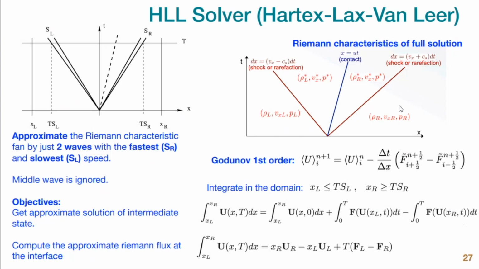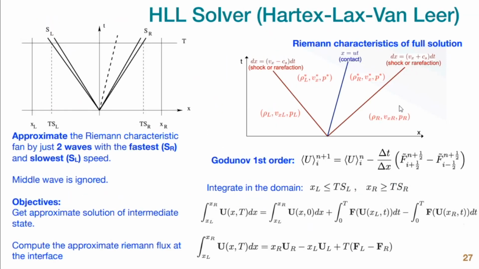But this integral you can break up into small steps. So first, where is the foot point of this fan here? That is at t·SL. SL is the speed at the left state and SR is the speed at the right state, the right characteristic. So you go from xL to t·SL, t·SL to t·SR, and t·SR to xR. You just break it up into this, and you write the fluxes accordingly, you get a relation like this.